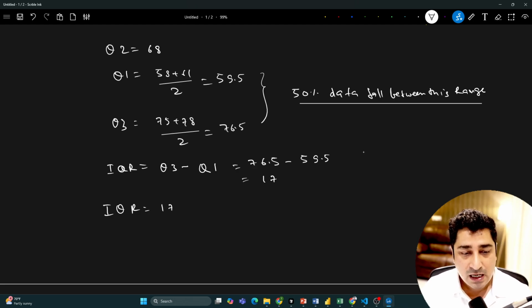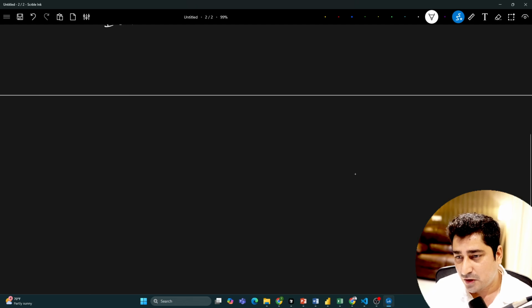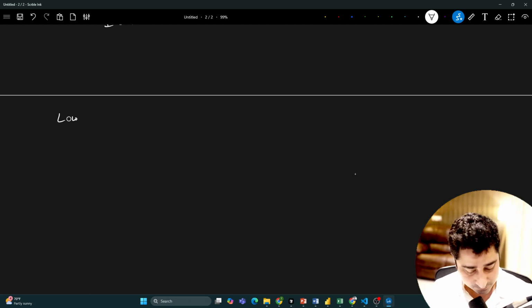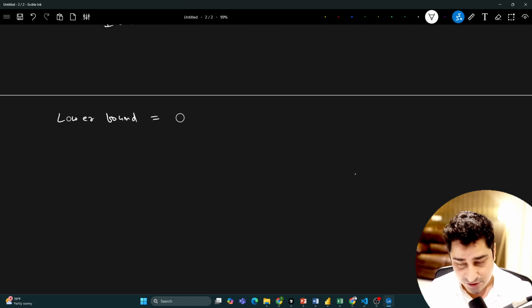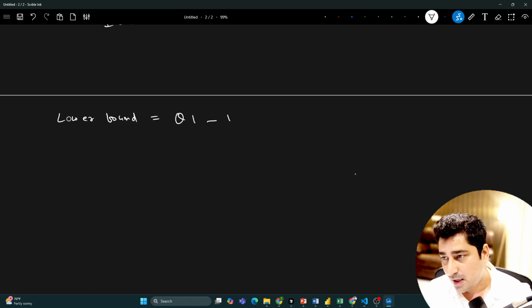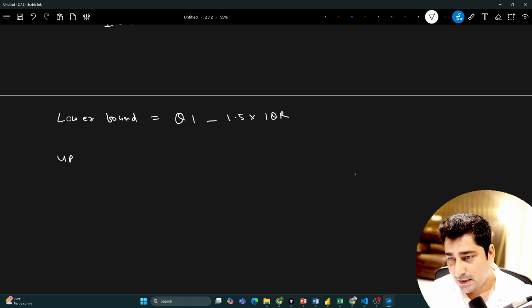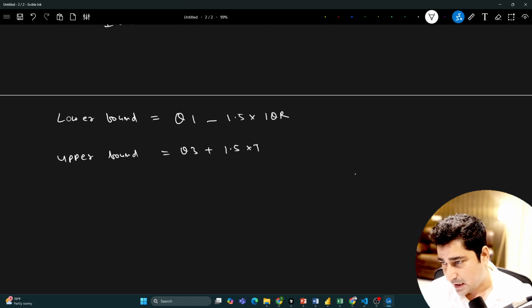To find the outlier, we technically find a lower bound. So what is going to be the lower bound? The Q1 calculation that we have done minus 1.5 times IQR is called the lower bound. And there is something called the upper bound, which is going to be Q3 plus 1.5 times IQR.